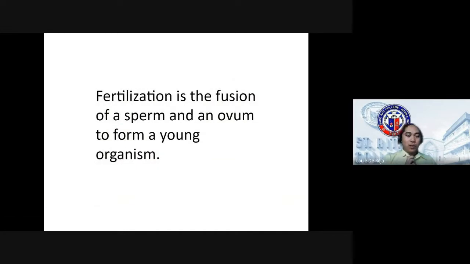So, mag-focus tayo sa two types of fertilization. So, may tinatawag tayong fertilization. This is the fusion of a sperm and an ovum or egg cell to form a young organism. Siyempre, sa sexual reproduction, kinakailangan talaga ng parents, sperm, and ovum. Pag nag-unite ito or fusion, doon pa lang ma-fertilize ang egg at makakreate ng young organism.